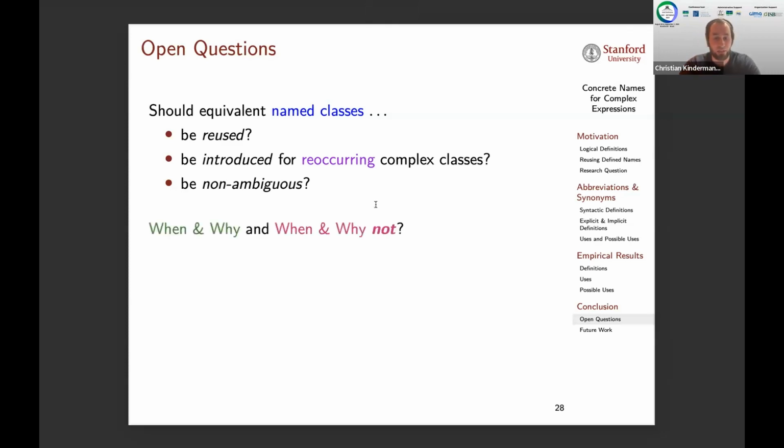So I would really like to get to the bottom of this and ask when and why would we like to reuse named classes? When and why should they be introduced? And when and why should non-ambiguous things be avoided? Or when is it okay to reuse ambiguous definitions, for example? And like I was saying, I don't have the answers to all these questions just yet, but I would like to provide tooling and support to deal with these sorts of issues. So if you have any kinds of ideas or suggestions, reach out to me, let me know, and I'm always happy to chat.